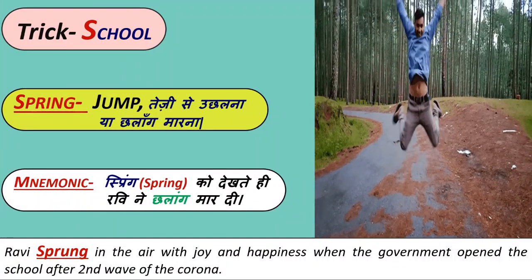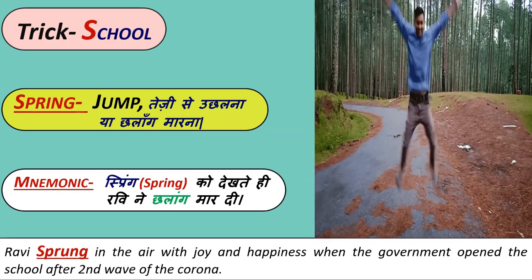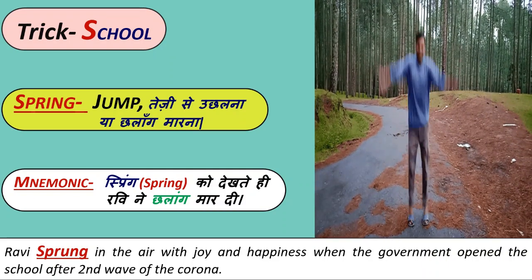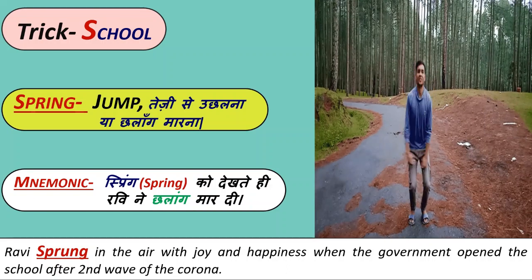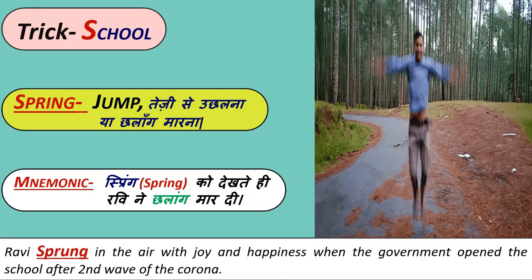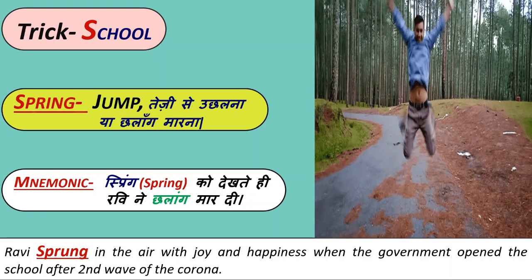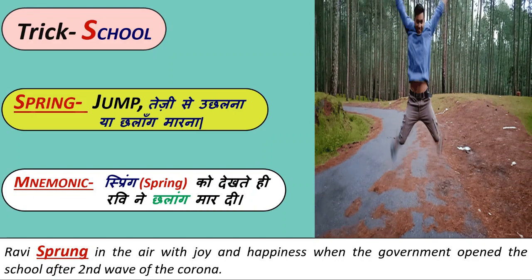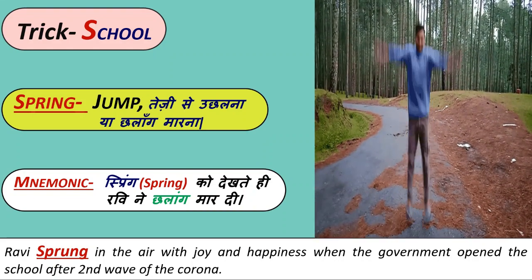The first letter of school is S and the word is spring, means jump. In Hindi, तेजी से उछाल या छलांग मारना. Mnemonic is spring को देखते ही रवि ने छलांग मार दी. Let's see the use of this word in the sentence. Ravi sprung in the air with joy and happiness when the government opened the school after the second wave of the corona.